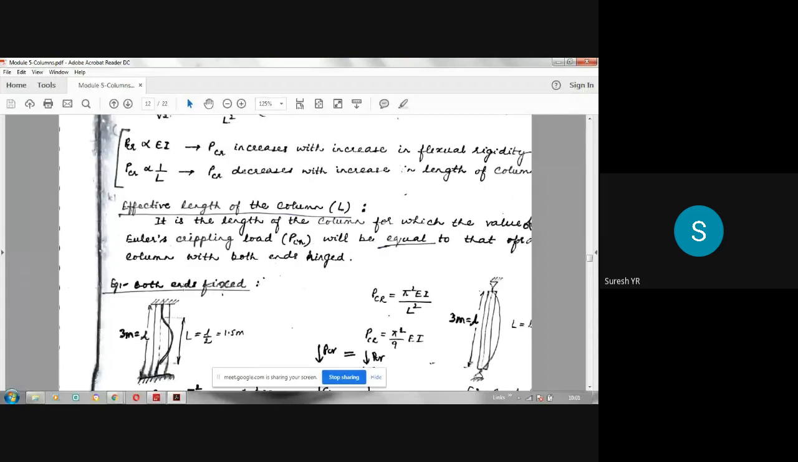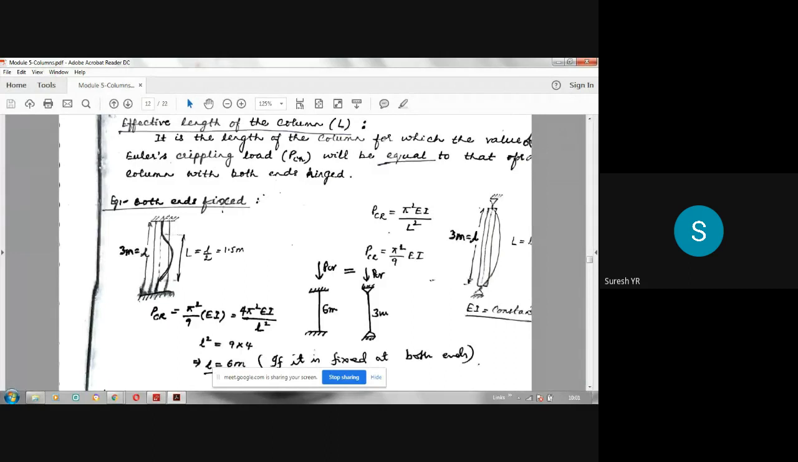For example, see, I have given an example here. If both ends are fixed, let us say the actual length of the column, small l, is 3 meters, then what will be the effective length? It is small l by 2.